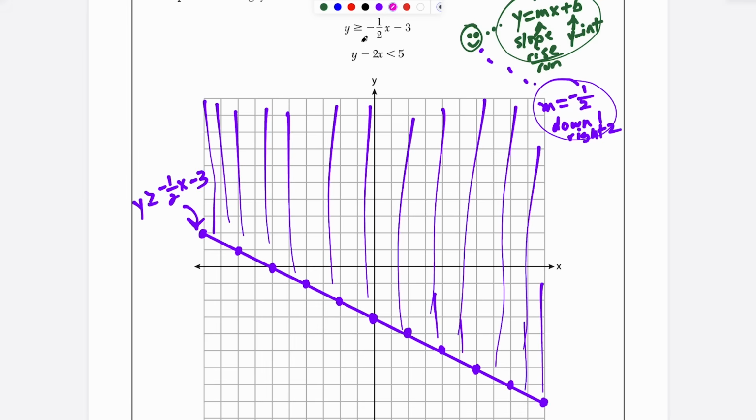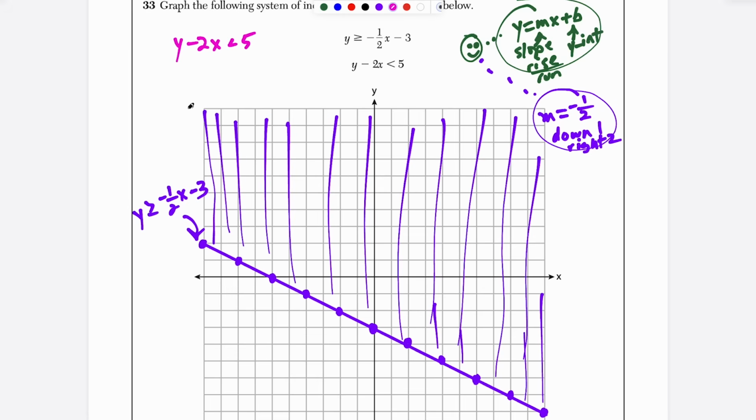Now, for the second inequality, we have to do one step of algebra first. We need this to be in the form of mx plus b. So I'm going to add 2x to both sides, and now we have y is less than 2x plus 5. For this, I'm going to begin at 5 on the y-axis, and this slope is +2. That tells us we're going to rise 2 and run 1. So we go up 2 over 1, and up 2 over 1, and that would bring me about here.